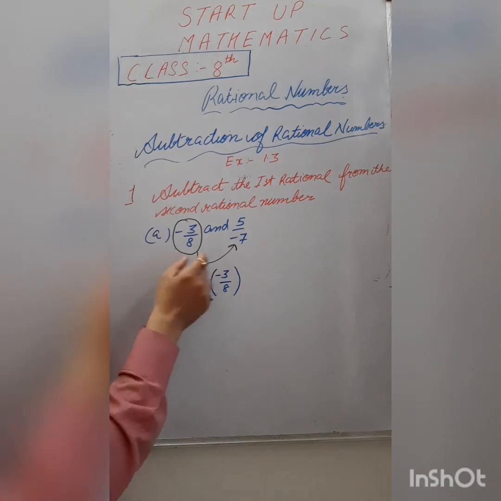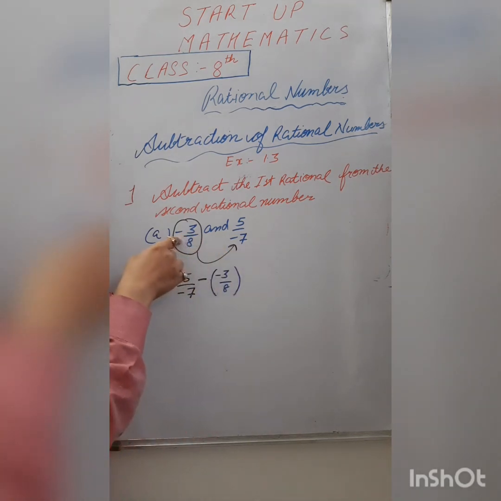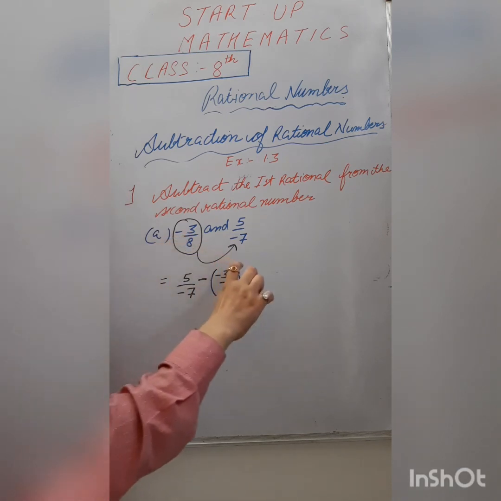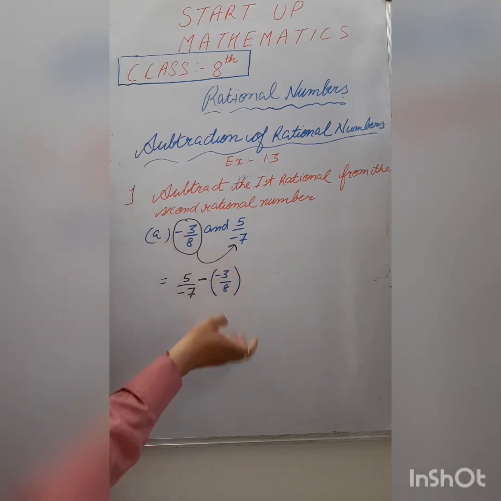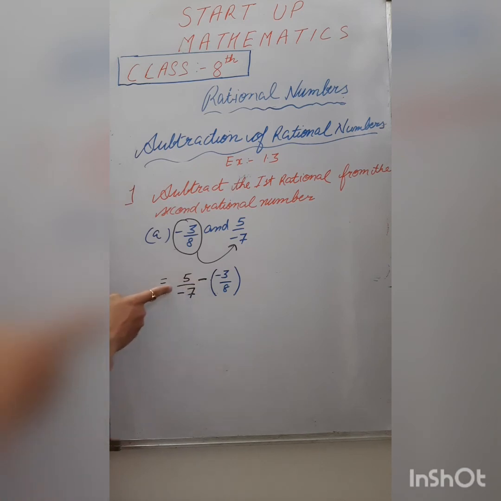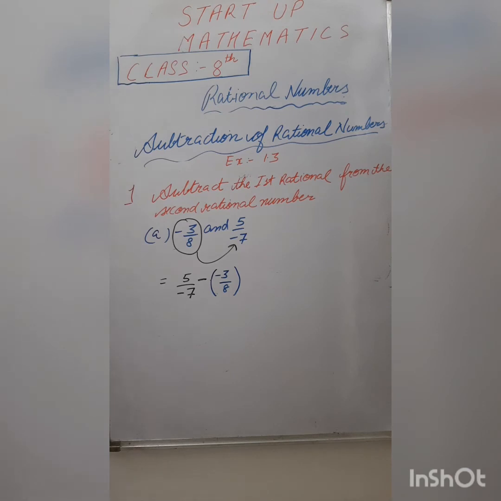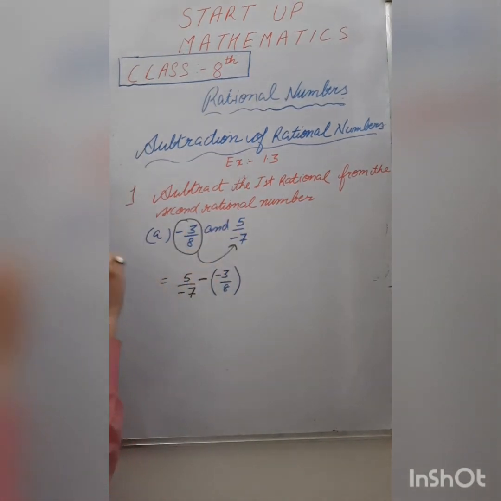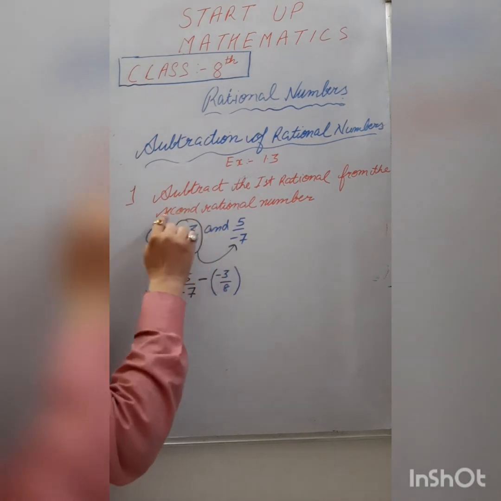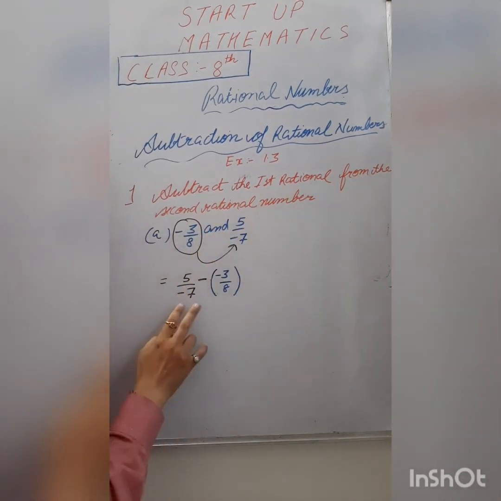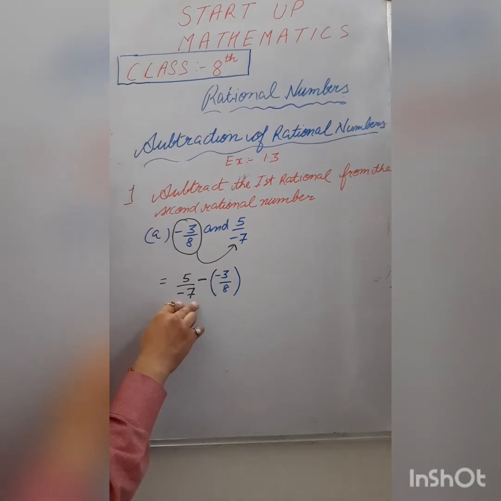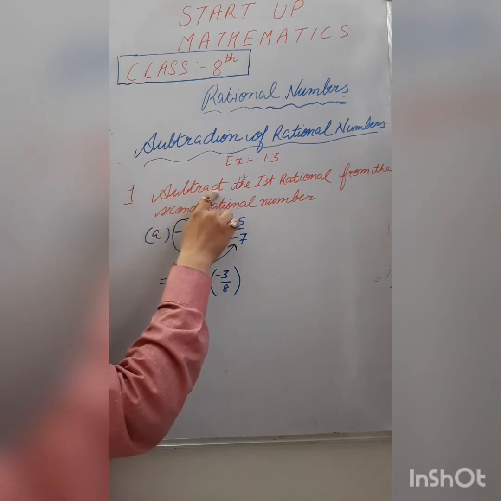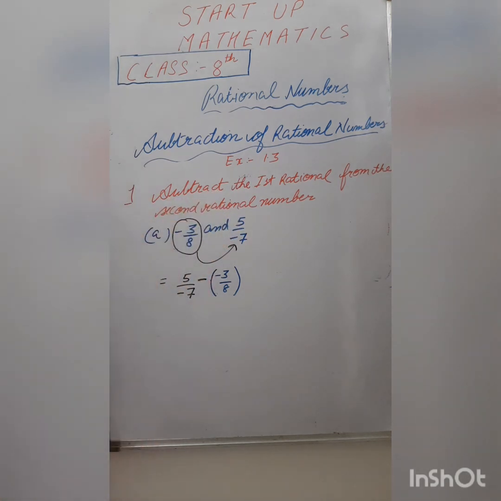Subtract the first rational number, which is a negative rational number, from the second. This negative rational number is subtracted from a number that is again negative, 5 upon minus 7. You have to write it as it is, because we have to take this one first. So you write first 5 upon minus 7, then this minus sign comes for the operation.